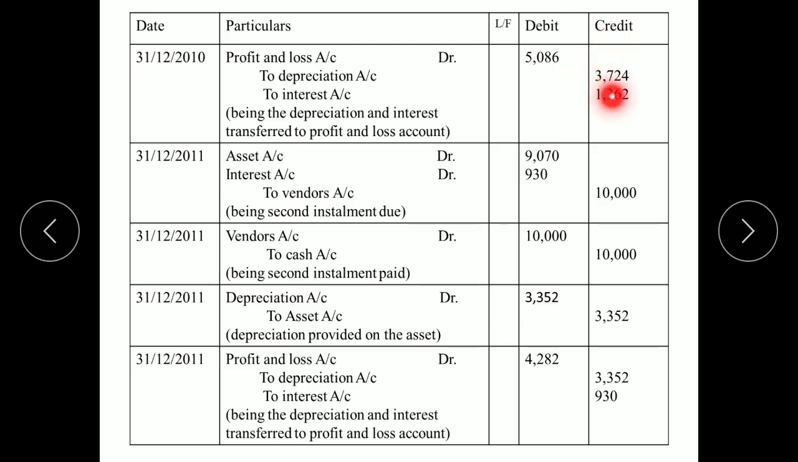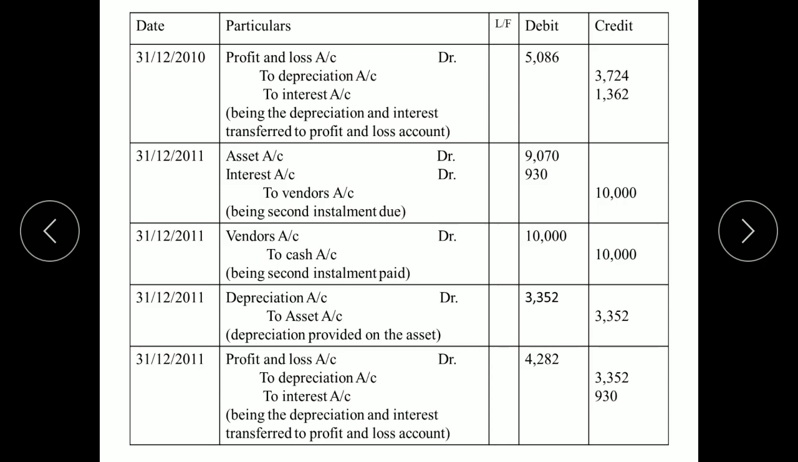So depreciation amount of first year was 3,724. Interest of first year was 1,362. So total is debited over here 5,086. So till here we made the first year's journal entry. 6 journal entries have been made for the first year. Now from your second year's journal entry, which will begin from the journal entry where installment becomes due. The first 2 journal entries will not be made in the second year.